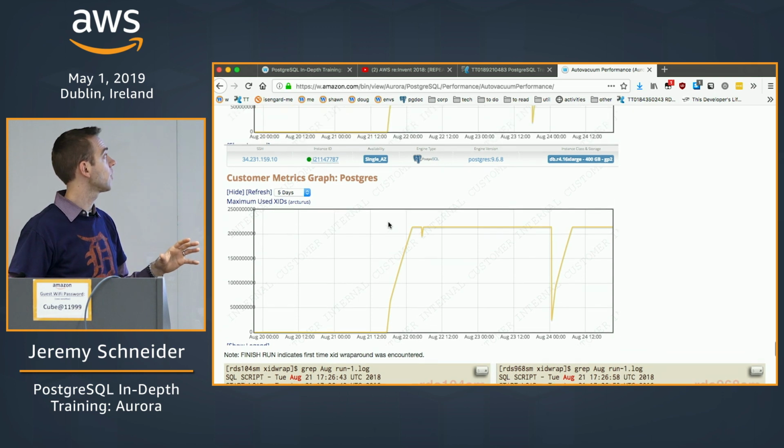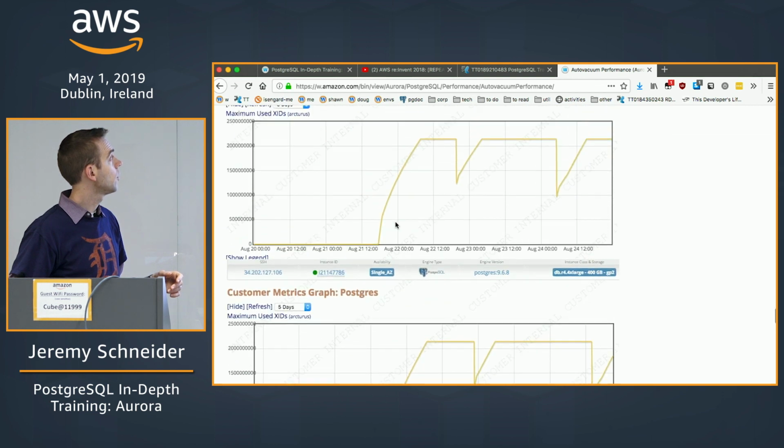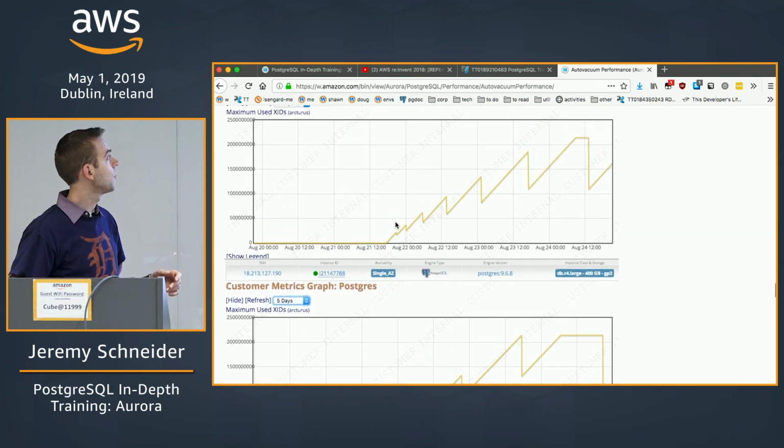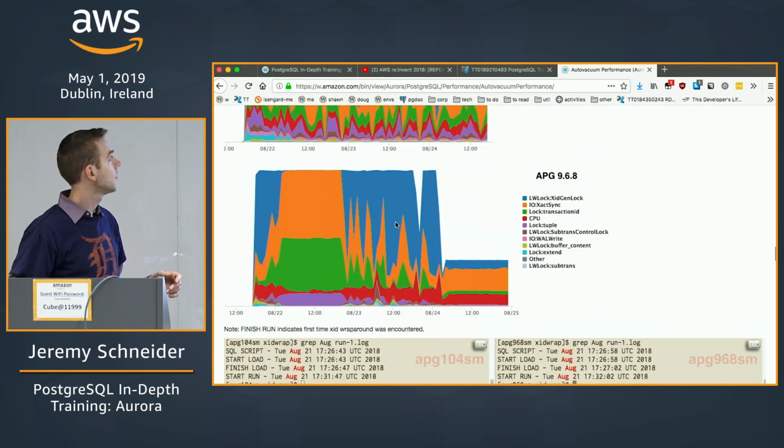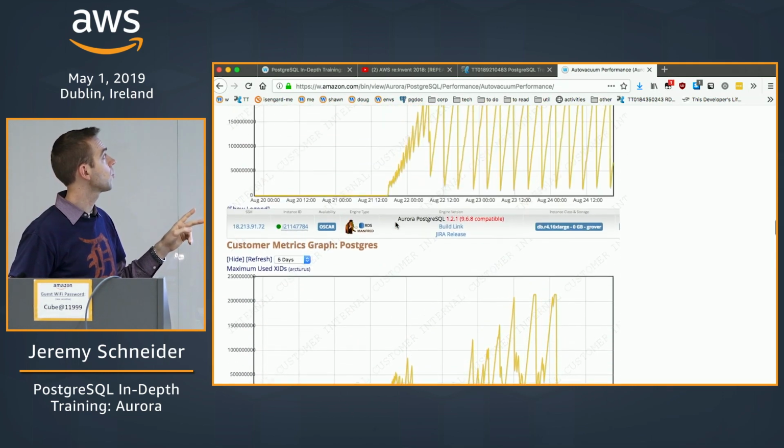This is with the default vacuum settings. Exact same workload, no difference. This was all scripted. Literally, I just ran a script and it provisioned the servers and ran the same thing everywhere. And Aurora was a different story. On Aurora, there were two of them that wrapped around.